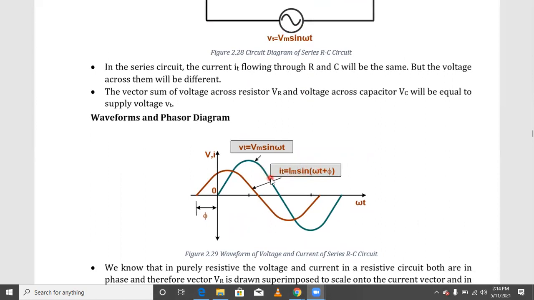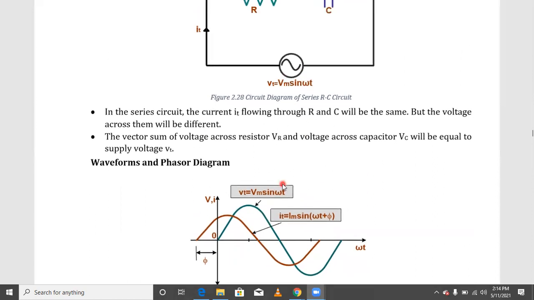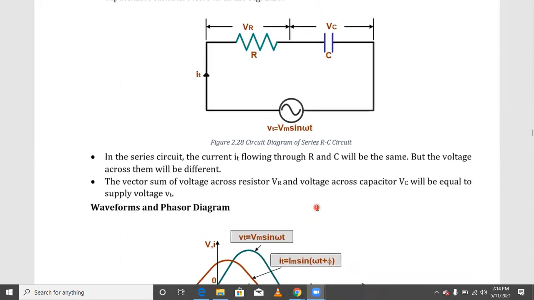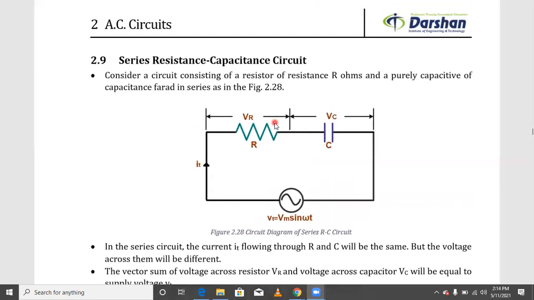But in the previous series RL circuit, i(t) is equal to Im sin(omega t minus phi), because the current lags in a series RL circuit. For the series RC circuit, the voltage lags, or the current leads. The current leads the voltage by some angle, otherwise the voltage lags the current by some angle. Understood?